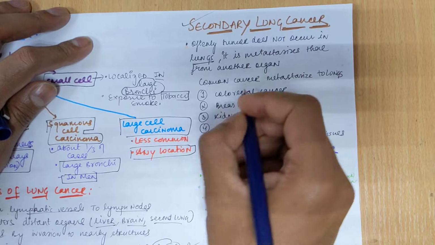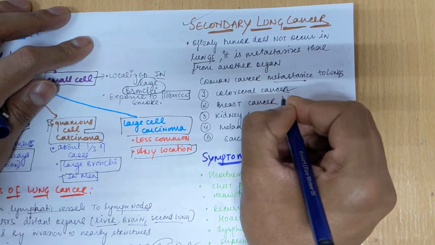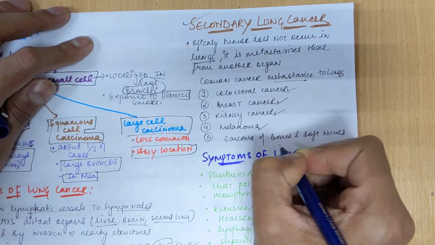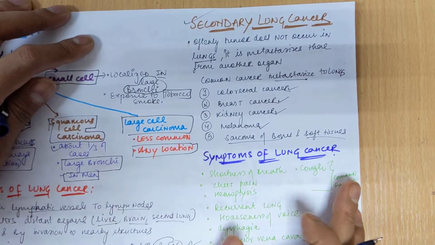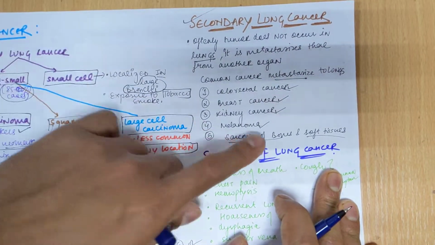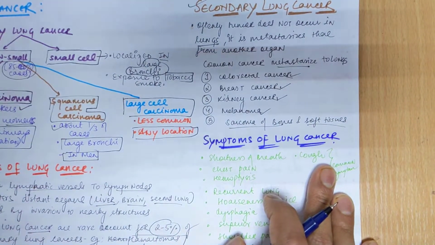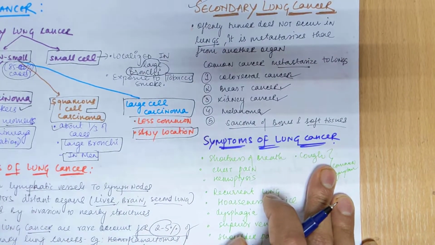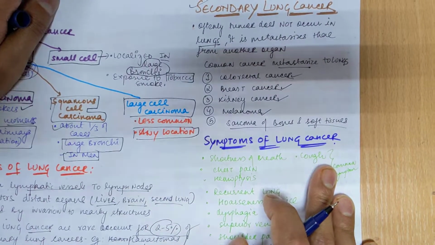Okay, so common cancers which metastasize to the lungs are colorectal cancer, colon cancer, breast cancer, kidney cancer, melanoma, skin cancer, and cancers of the bone, osteosarcoma and osteochondroma. These are the sarcomas of the bones. So they are the most common, which can metastasize or progress towards the lungs. And the cancers that develop after that are called secondary lung cancer.